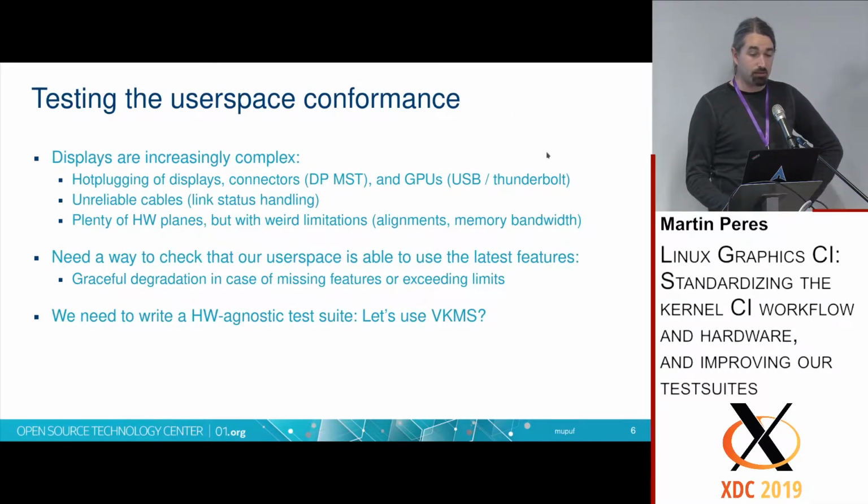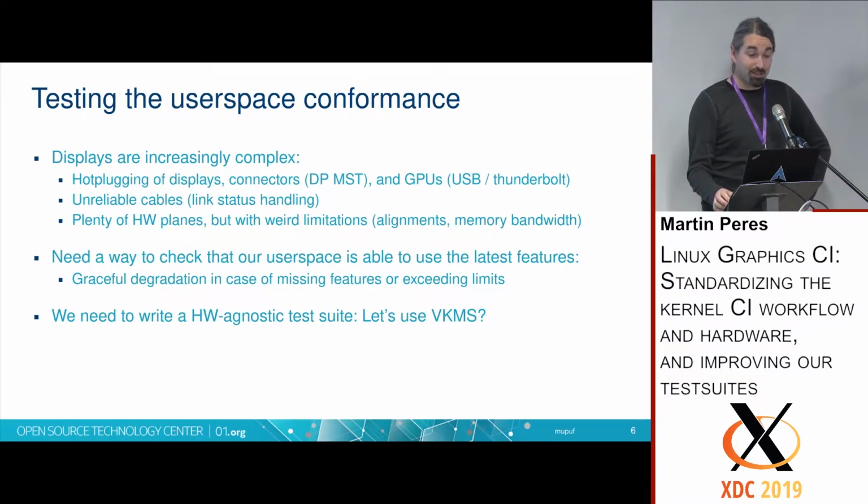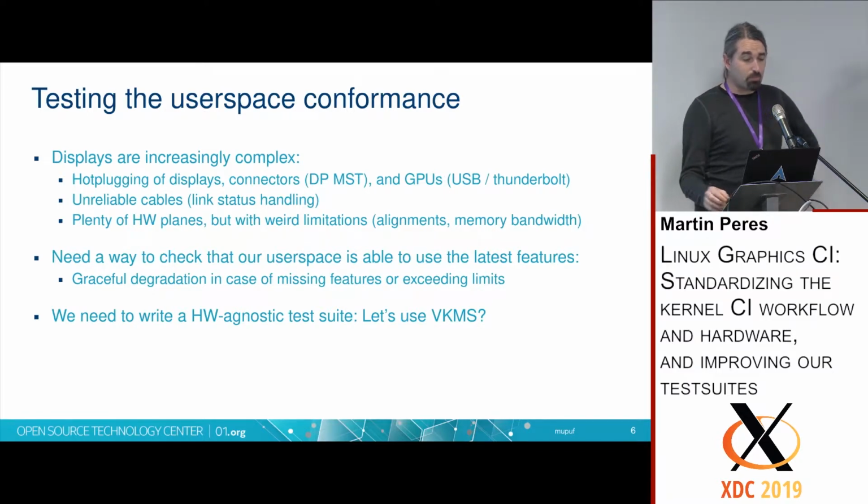It can be memory bandwidth, or if the buffer is in a certain format or has a certain tiling format, then it might not be acceptable or allowed by the hardware to have it located at certain positions on the screen. I'm not kidding. It has to be a position modulo of 2, otherwise it just doesn't work. So things like this. Basically, we need a way to check that the user space is able to use the latest features and is behaving correctly.